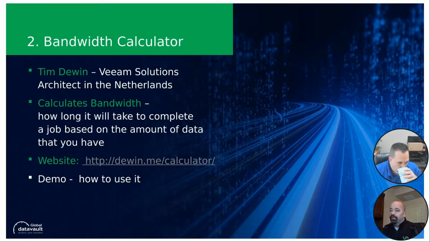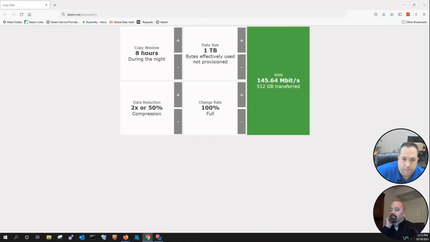The next tool that we're going to talk about, now that we understand the workload, is going to be how much bandwidth we need to be able to transfer that data, and not necessarily just to the cloud, but maybe intrasite, intersite as well. The bandwidth calculator, again, is heavy math, which I don't like, so I'm glad all these tools are out there. But Tim DeWin is a well-known Veeam Solutions architect in the Netherlands, and Stephen, I think, is ready to show us how the bandwidth calculator works.